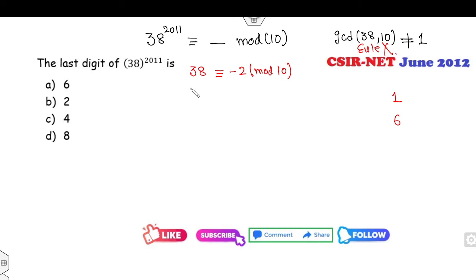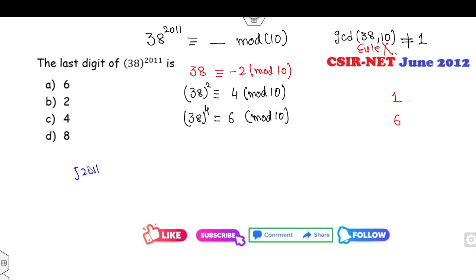Fine. If I square them, what will happen? It will be my 4 plus of 4. Fine. Then if I again square them, it will be my 16. Fine. What is the 16 modulus 10? 6. Now once I made it 6, whatever the power we take on it, it is always the same. Now I need 2011. I can see what will be the number. 5 4 20, 1 11 4. So that's 502. If I raise to power 502 of 38 raised to power 4, then it will be 2008. The number remains the same.